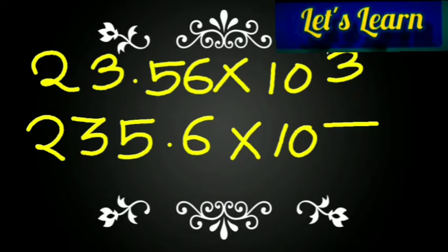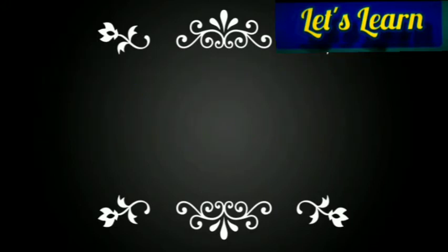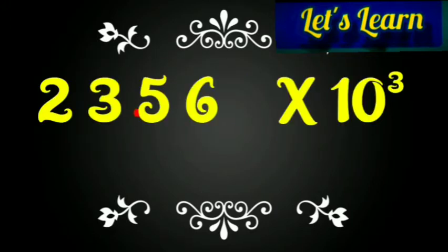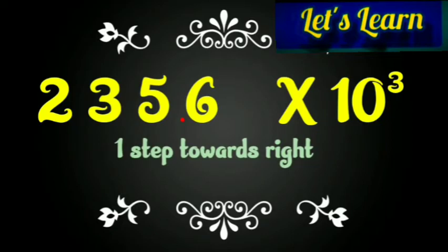Question is 23.56 into 10 to the power 3, which will become 235.6 into 10 to the power dash. For this, we have to take care of where the point is and where it is moving. Look, the point was before 3, now it is moving to the space between 5 and 6. So how many steps did it move? It moved one step towards right.